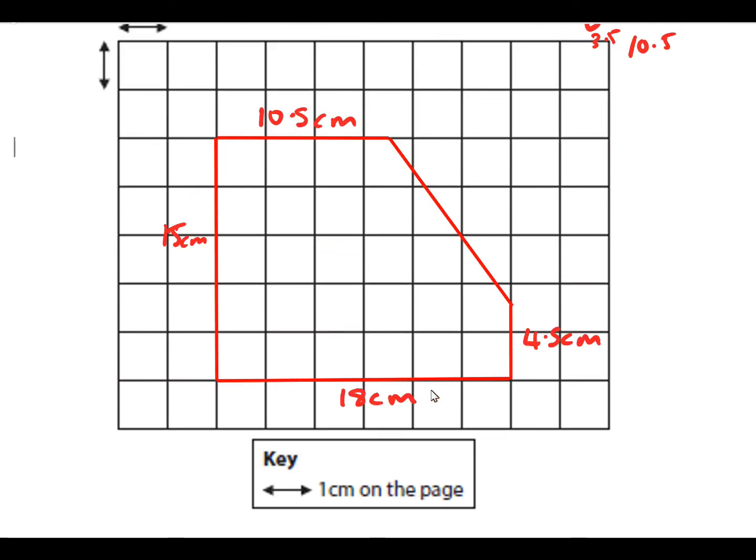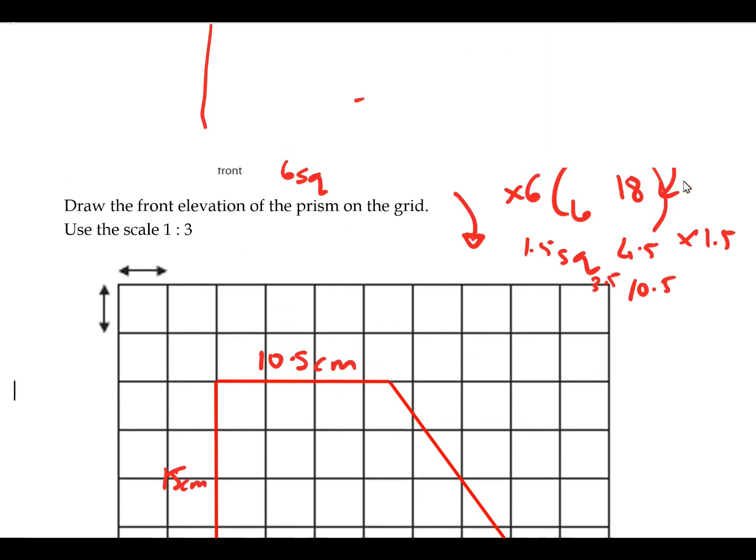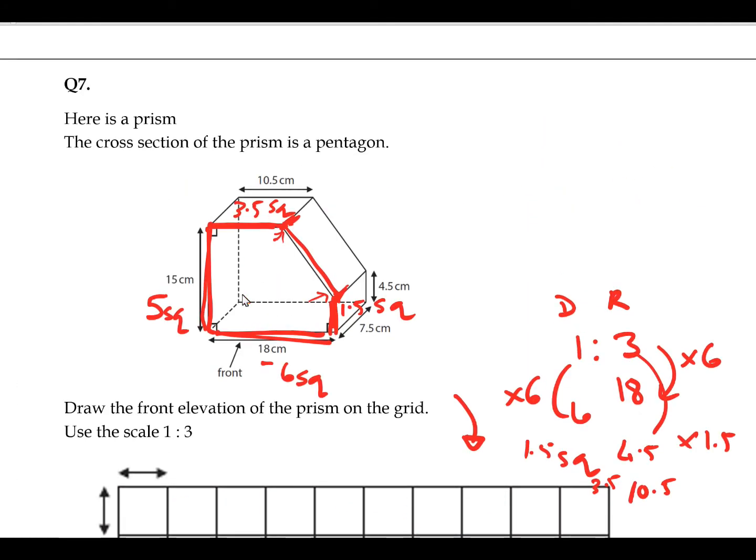So we've got our 18 centimetres, our 15, our 10.5, our 4.5, and then these two ends we just join with a straight line, and we now have our scale drawing of our original prism here.